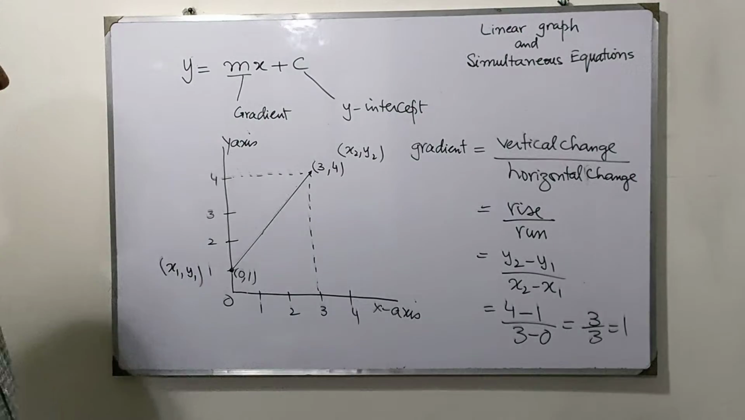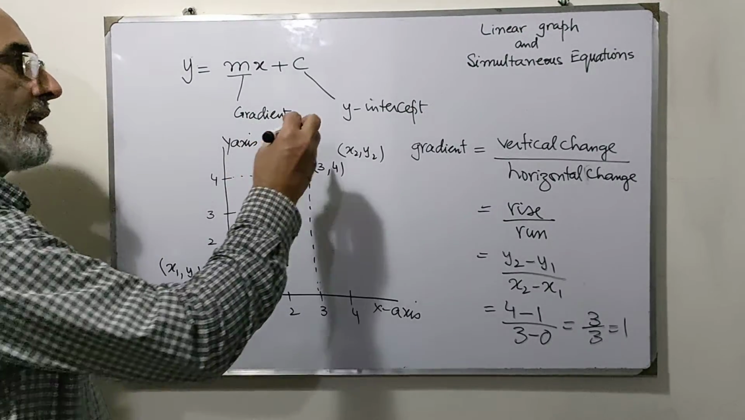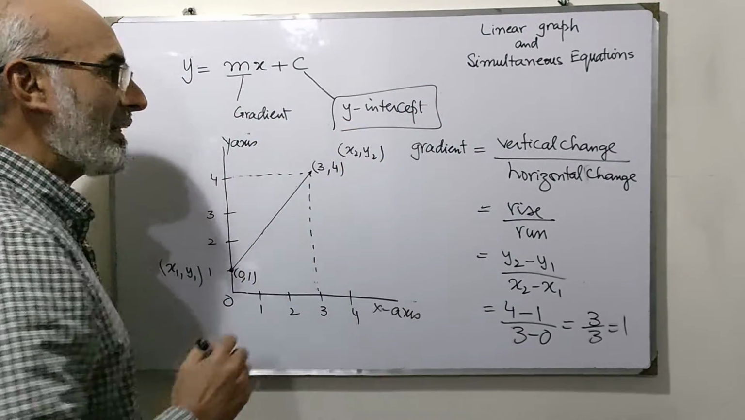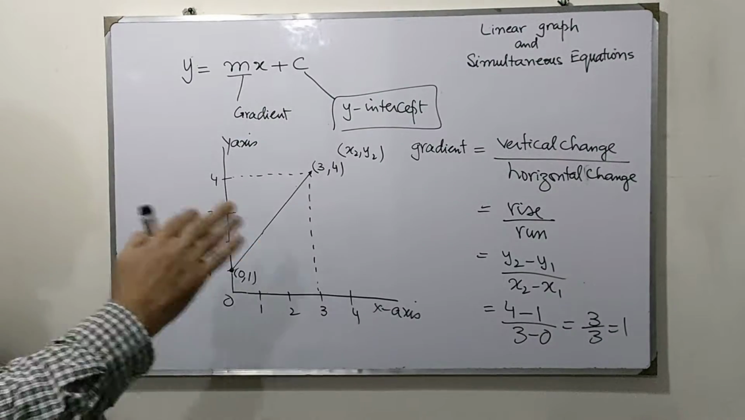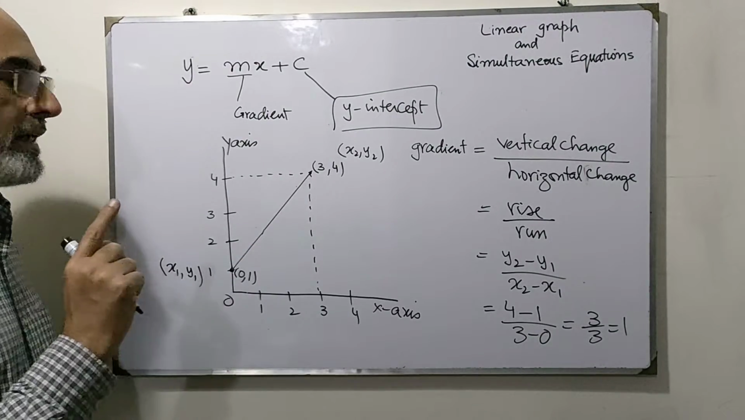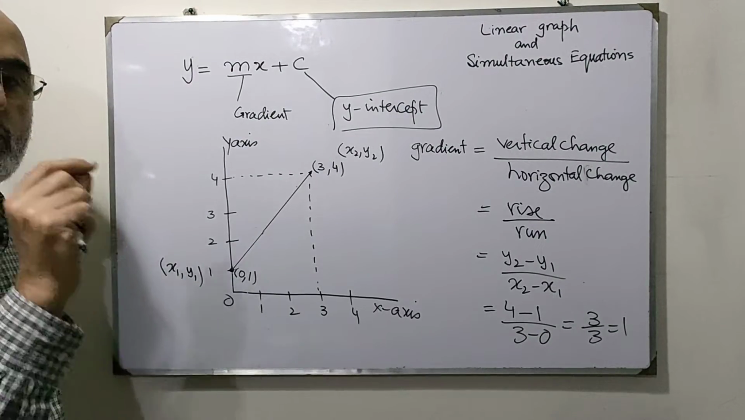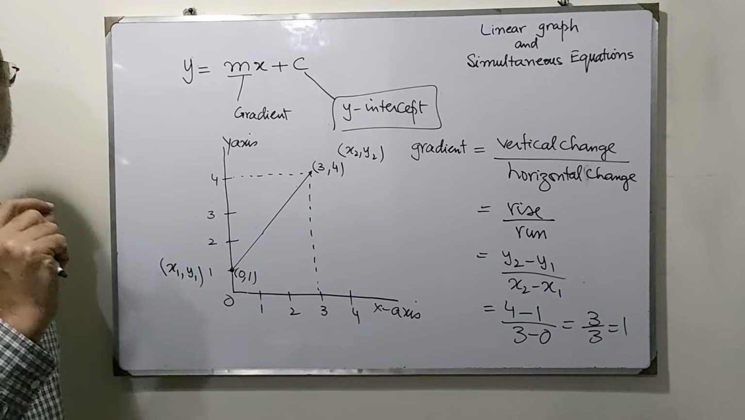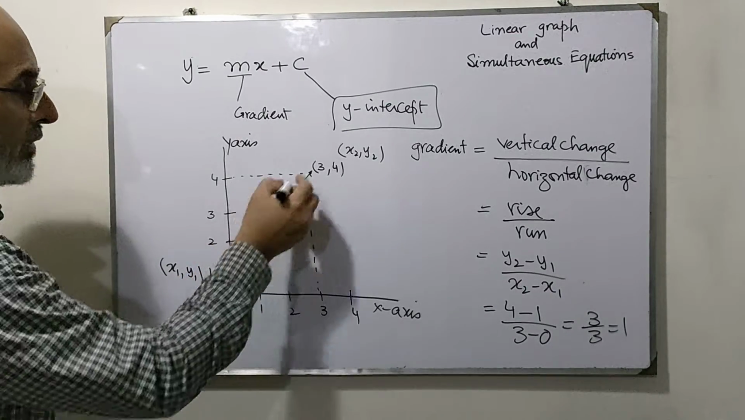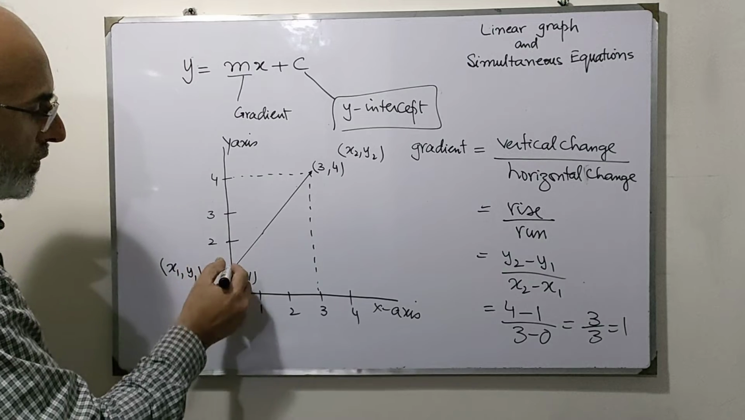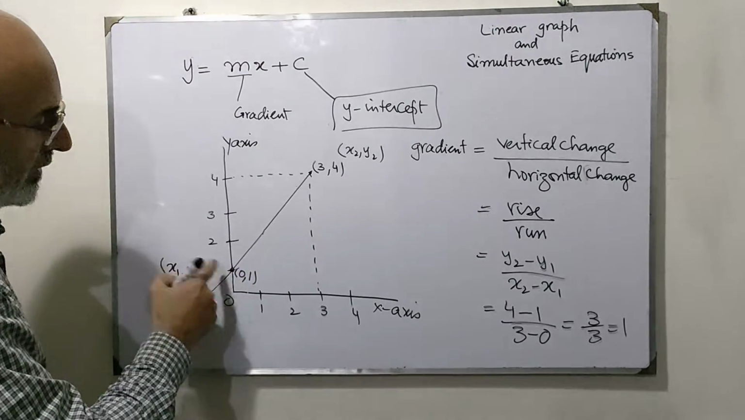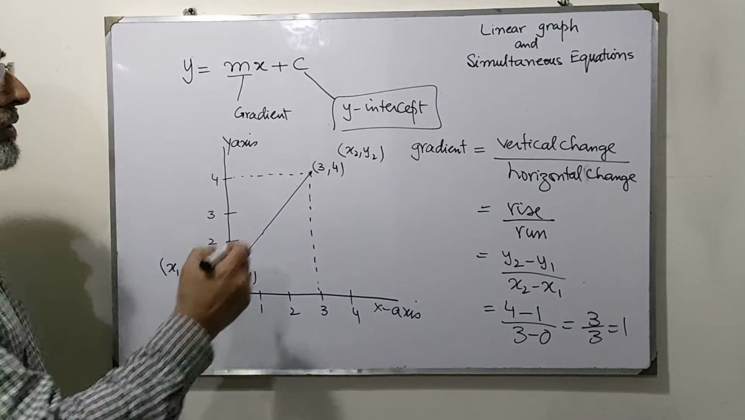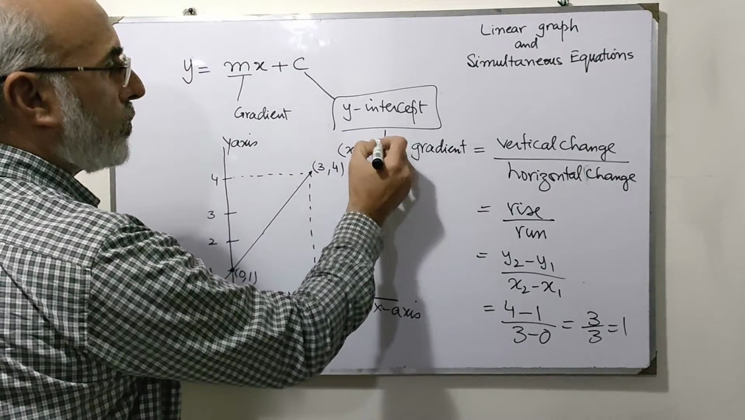Okay. Now coming to the y-intercept. What is the y-intercept? We have the gradient now. The y-intercept is the point where the line is intercepting the y-axis. So this line is intercepting the y-axis at this point, which is 1. So the y-intercept in this case is 1.